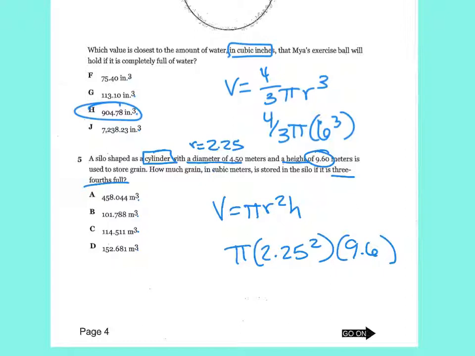And I get 152.68. Here's the catch. It said if it's 3/4 full. Is that completely full? No. So that would be completely full, so I've got to get rid of that. Now I'm going to multiply times 3/4, and I get 114.